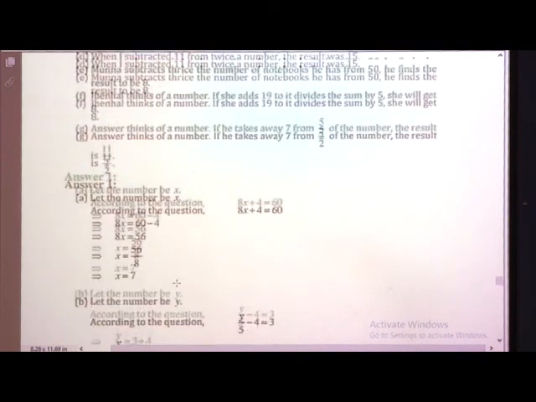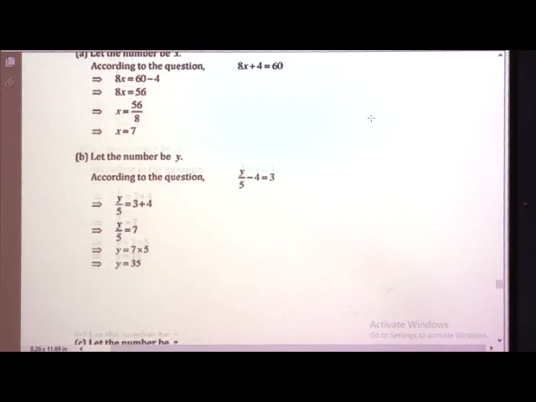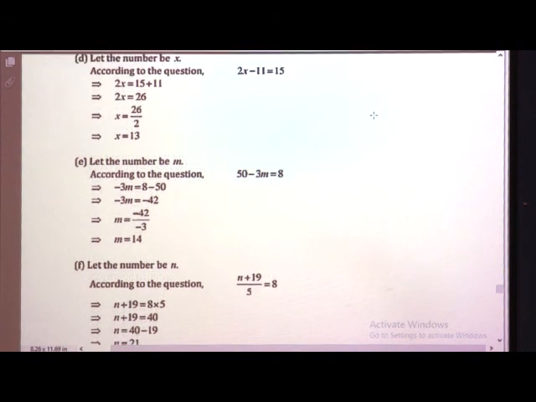So in this way we found the equations as well as the value of the variable. Now we will see one more. When I subtracted 11 from twice a number, 2 times a number, let the number be x. So 2 times means it is 2x. The result was 15. Result means is equal to 15. So we will see here what the equation will be and what the value of the variable will be.